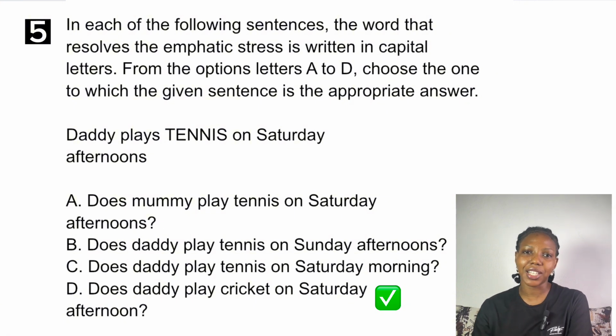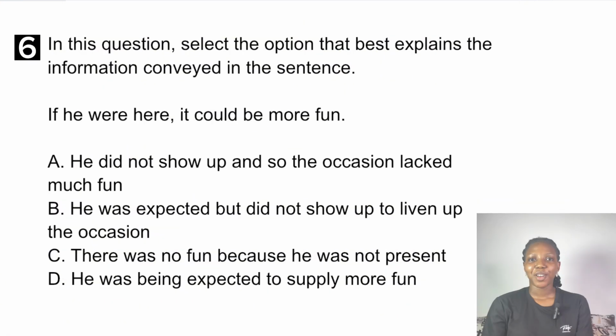So option D is the final answer to this question. Question 6. In this question, select the option that best explains the information conveyed in the sentence. If you were here, it could be more fun. Now, first and foremost, we would eliminate option D because it implies a definite expectation.